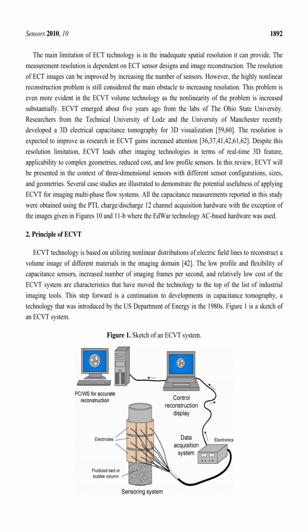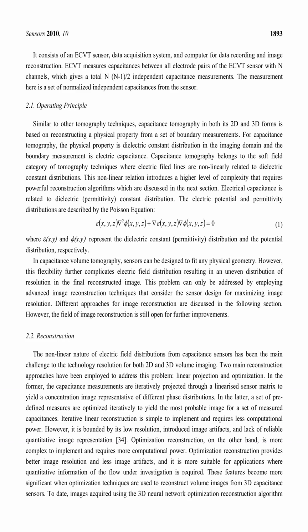Figure 1 is a sketch of an ECVT system. It consists of an ECVT sensor, data acquisition system, and computer for data recording and image construction. ECVT measures capacitances between all electrode pairs of the ECVT sensor, with n channels, which gives a total of n(n-1)/2 independent capacitance measurements. The measurements represent a set of normalized independent capacitances from the sensor.